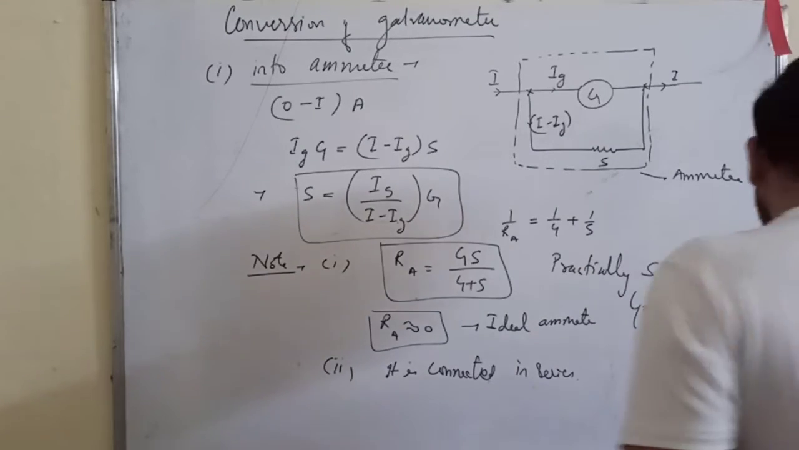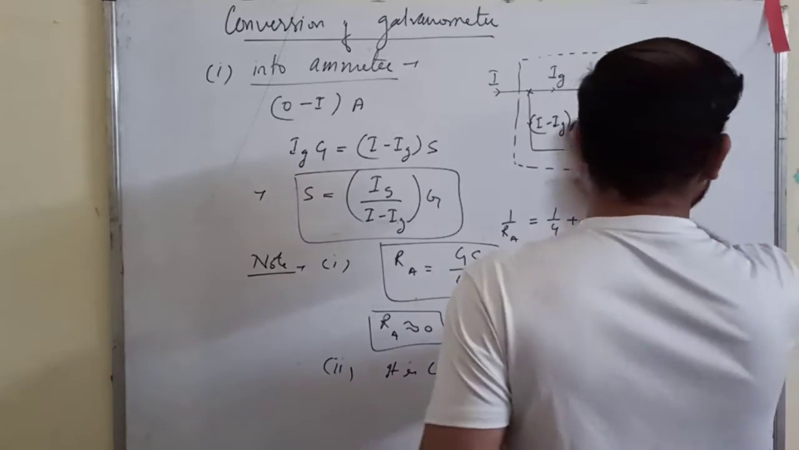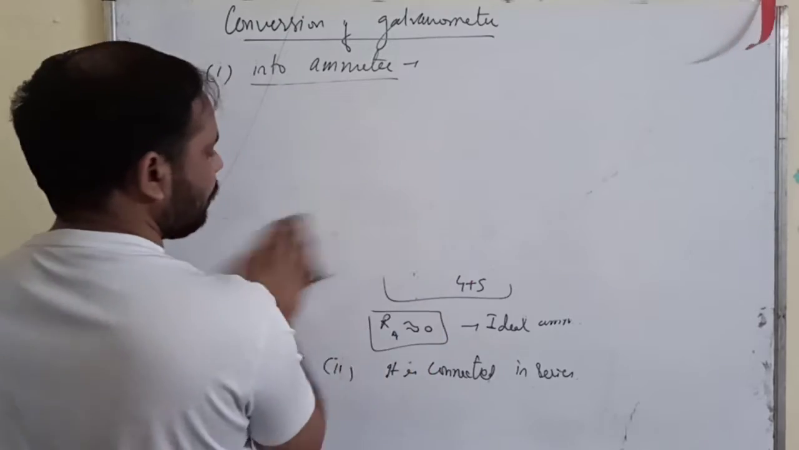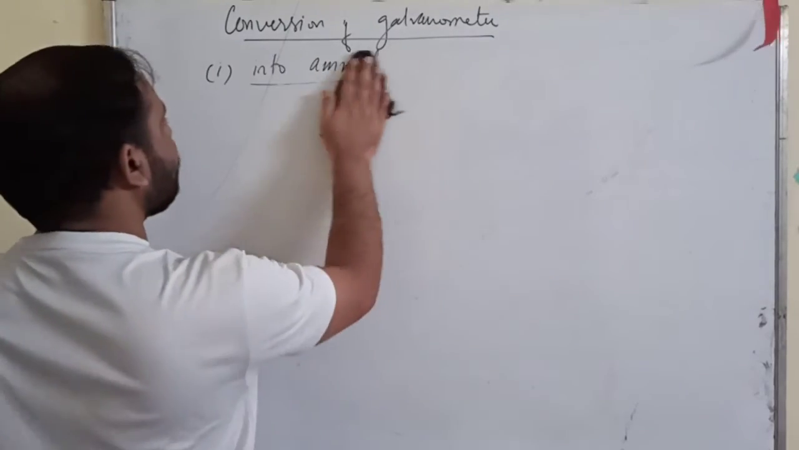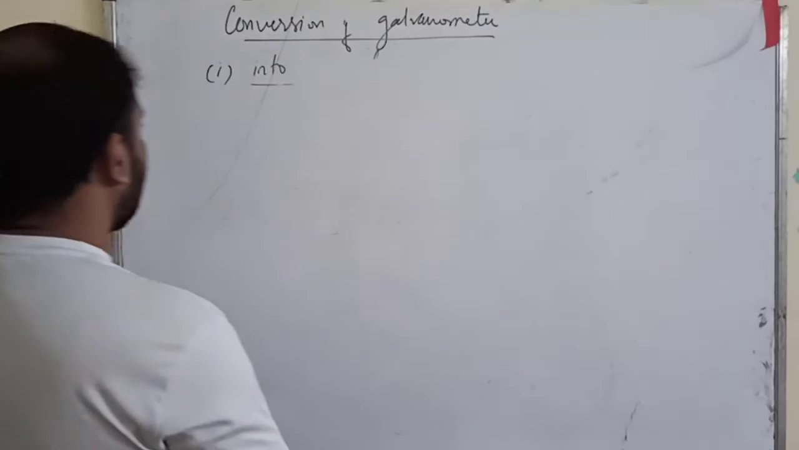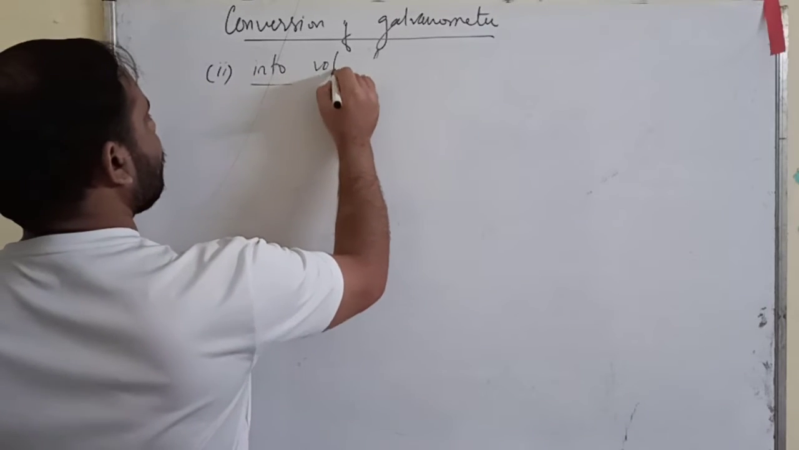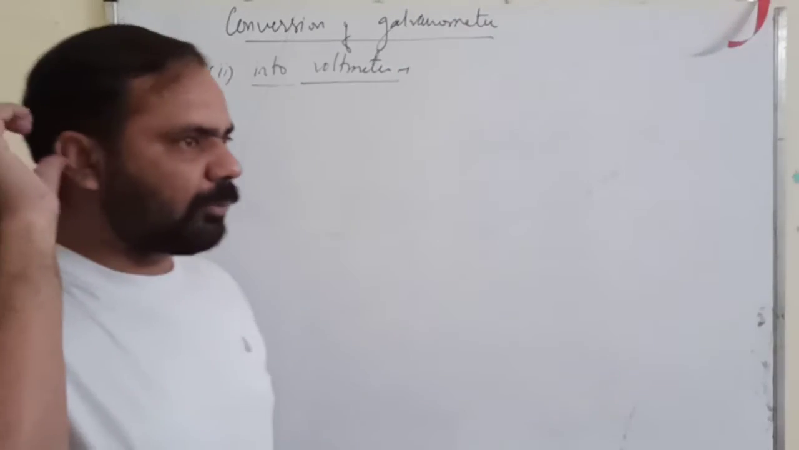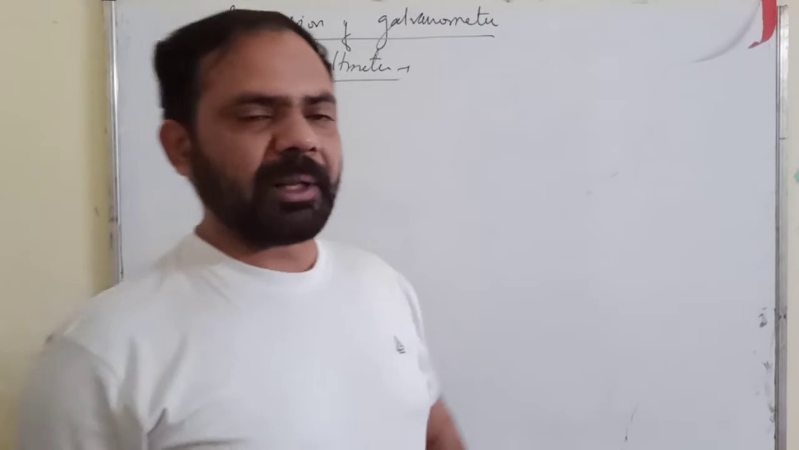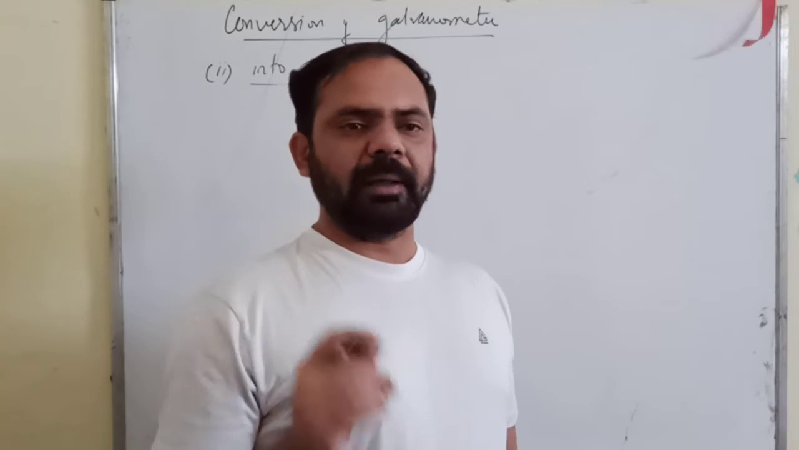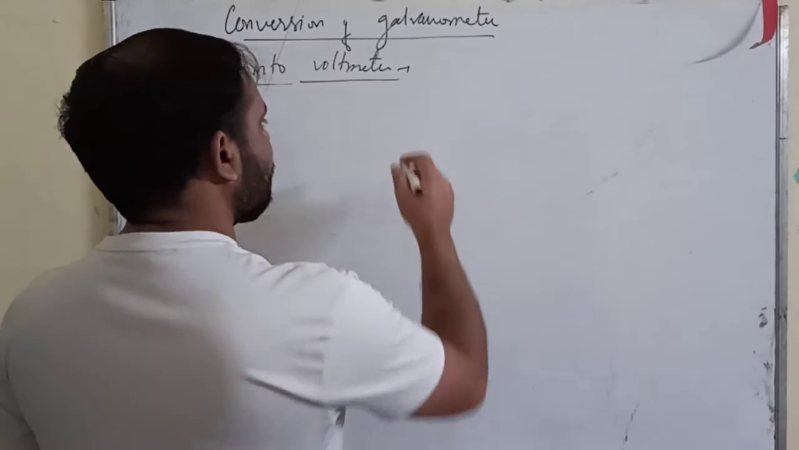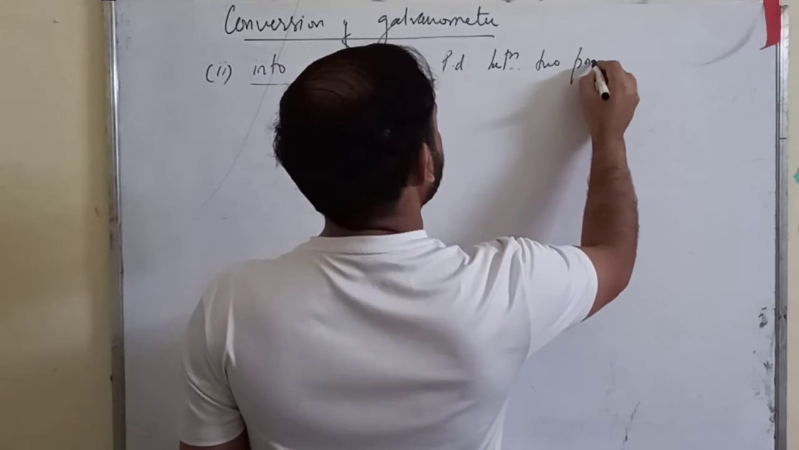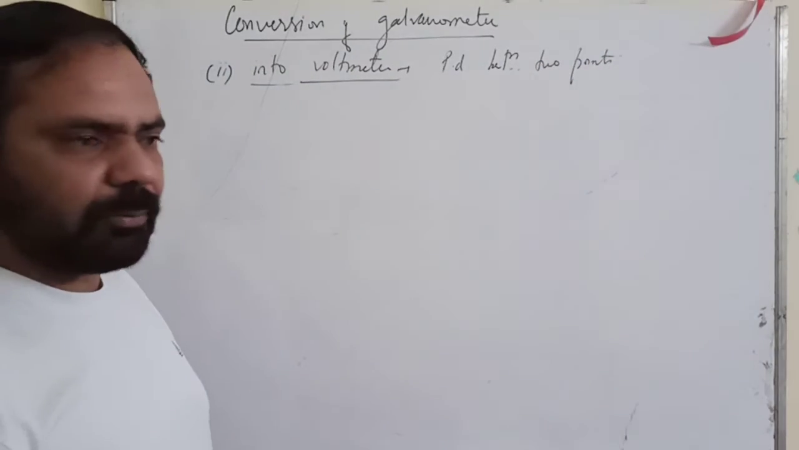Now another device is there which is called a voltmeter. Second is the voltmeter. So what is a voltmeter? A voltmeter is a device which is used to measure the potential difference between any 2 points. The device used to measure potential difference between 2 points is called a voltmeter.